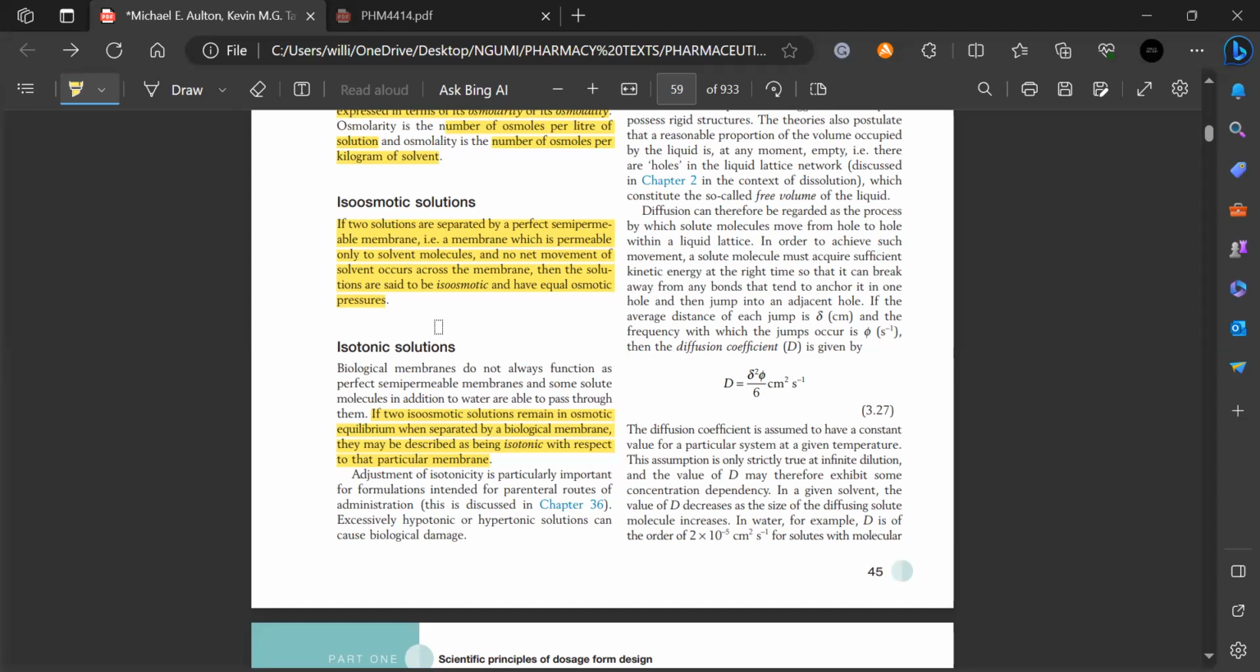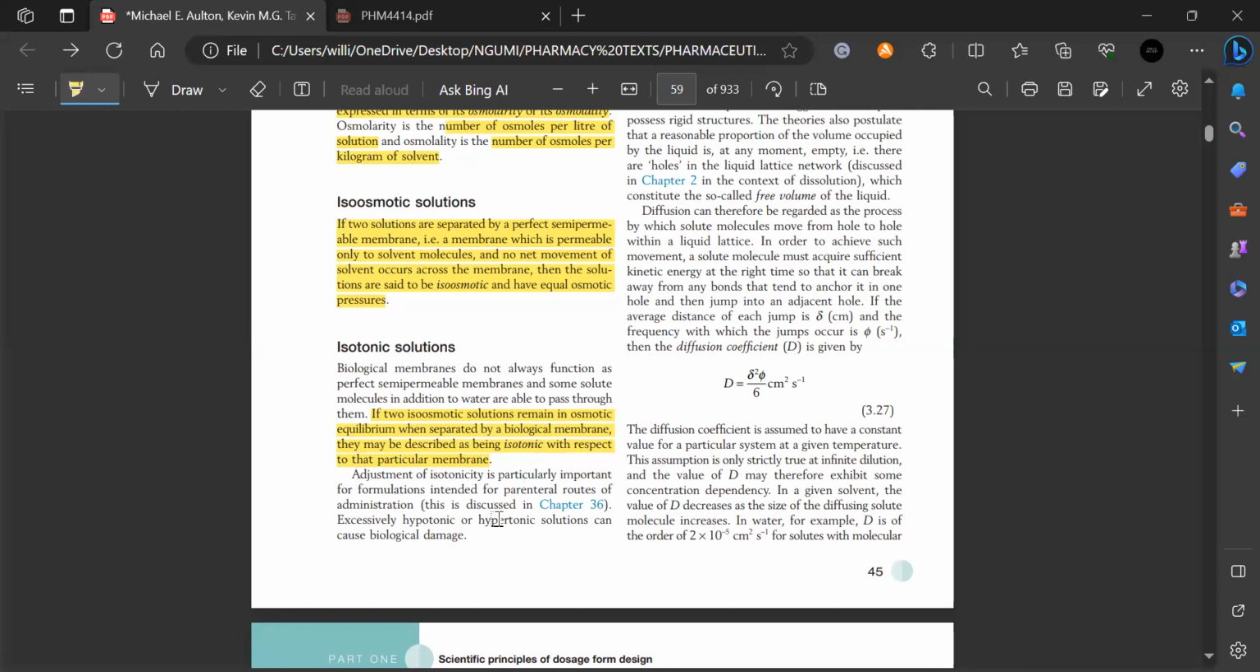Isosmotic, iso meaning similar. Now isotonic solutions: if two isosmotic solutions remain in osmotic equilibrium when separated by a biological membrane, then we say they're isotonic. So just the difference: isosmotic is a perfect semi-permeable membrane, while isotonic is a biological membrane. When we're talking about isotonic, we're talking about the body. Isosmotic is probably something in the lab, something which we've created.